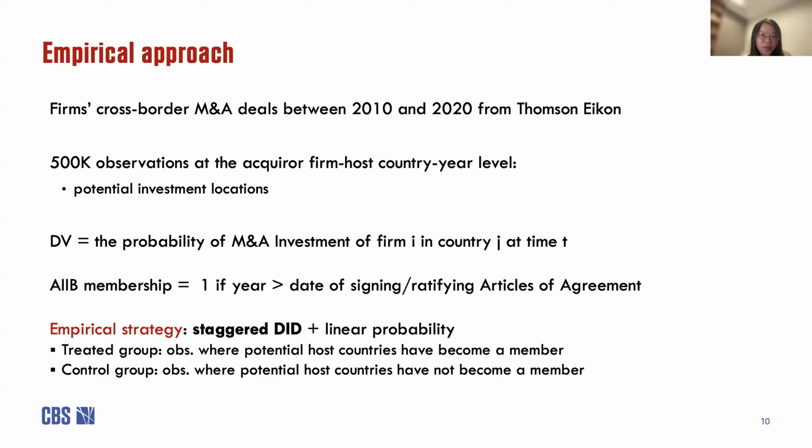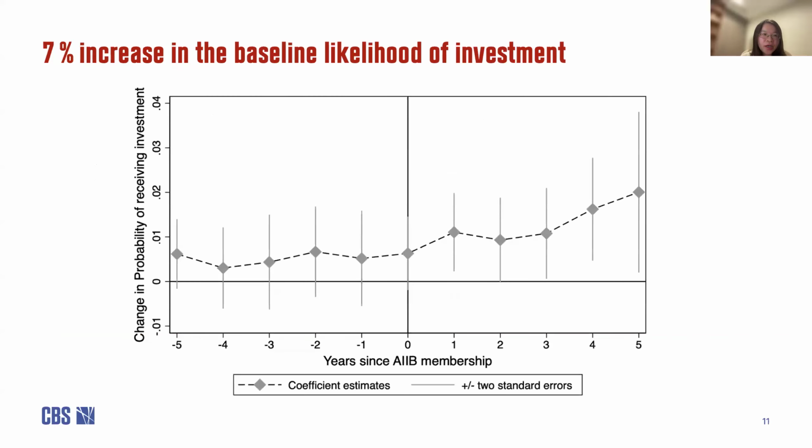The treatment group includes the observations where potential host countries have become a member, and the control group includes observations where potential host countries have not become a member. And this is our main result. We found that, on average, firms are about 1% more likely to invest in a country after it has joined the AIIB. 1% seems small, but if we consider the baseline probability of a firm pursuing a cross-border M&A is about 14.5%.